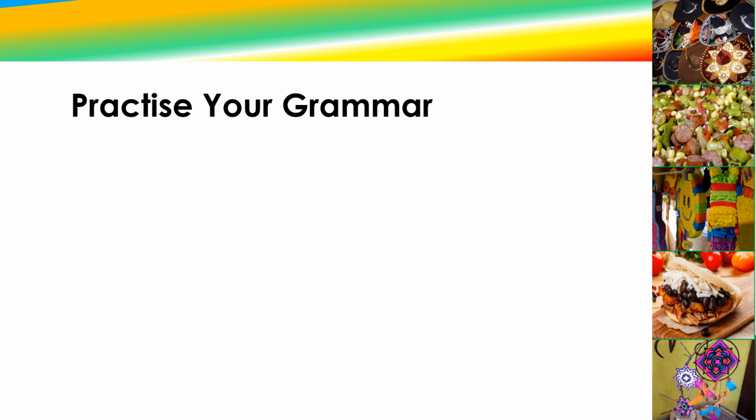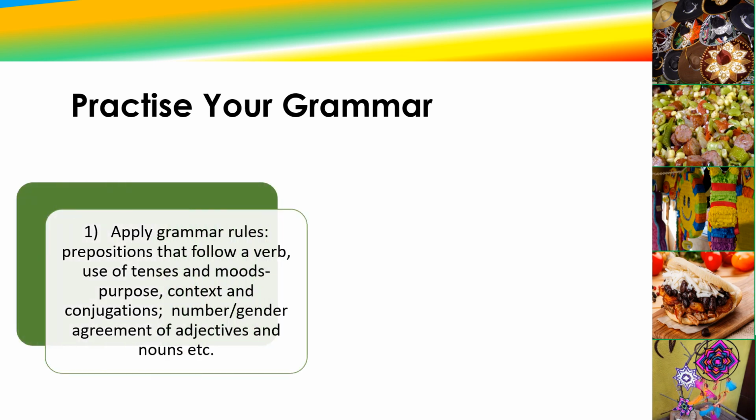Here we have the first tip, which is to practice your grammar. And this means that you're going to apply grammar rules. For example, prepositions that follow a verb. And when we say prepositions that follow a verb, there are verbs that have set prepositions. For example, disfrutar goes with the preposition de. So we always say disfrutar de, followed by the noun.